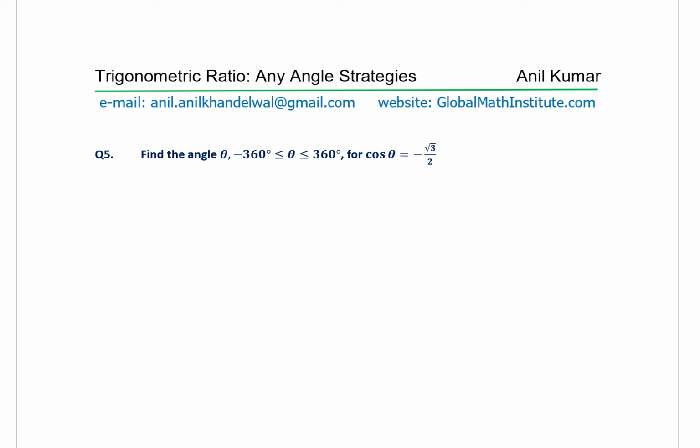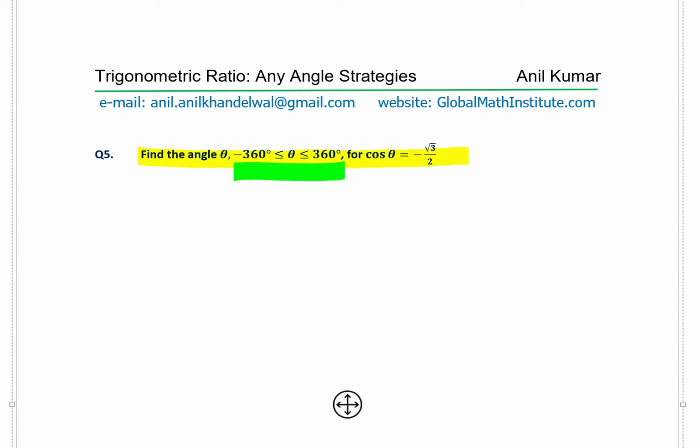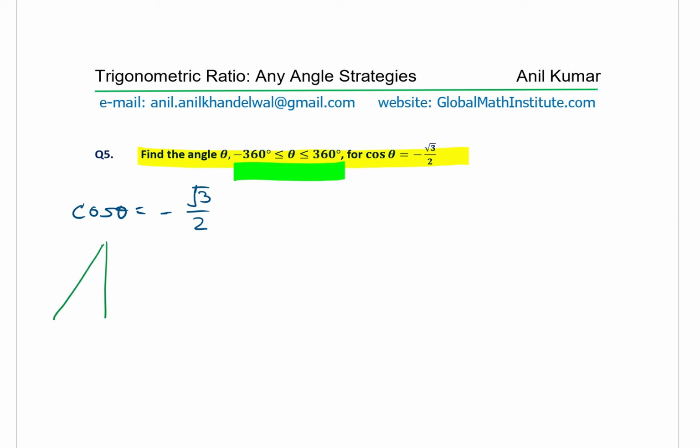Now this time I'm saying find the angle theta, but I've extended the range of my angle. So I'm saying between minus 360 to 360. Once again, I have a very similar example. I'm saying that cos theta this time is equal to minus square root 3 over 2. So when I say minus square root 3 over 2, we know the coordinates and let's find the angle also.